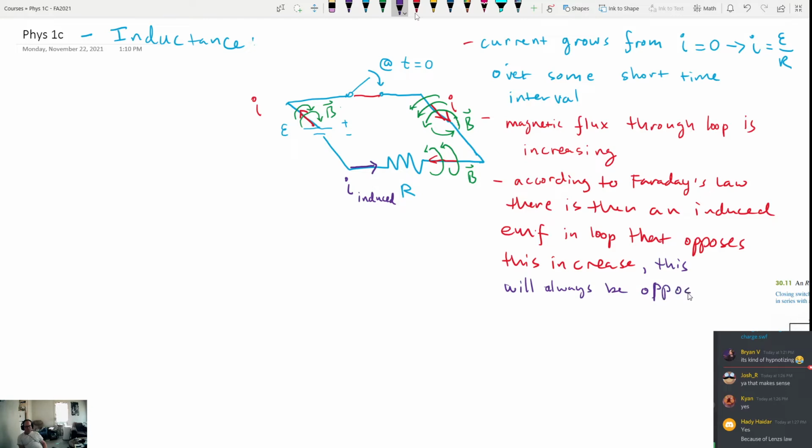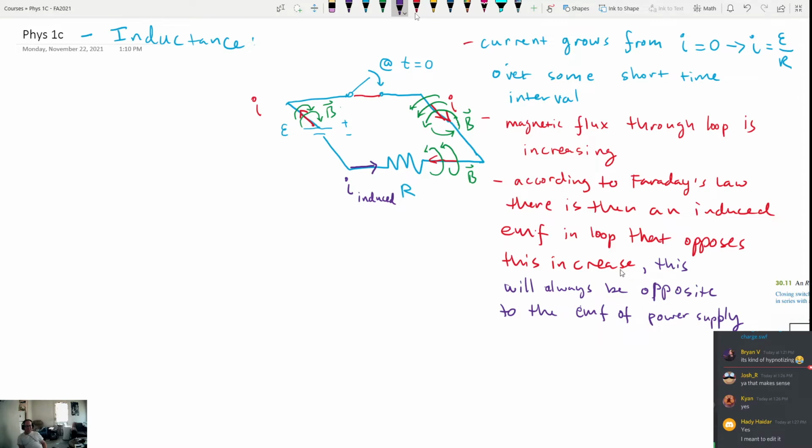Will always be opposite to the EMF of the circuit, to the EMF of the power supply. It's because of Lenz's law too, that's correct. This will always be opposite the EMF of the power supply.